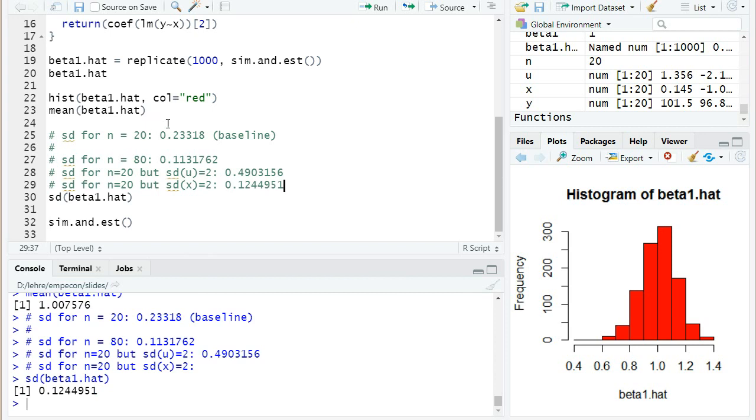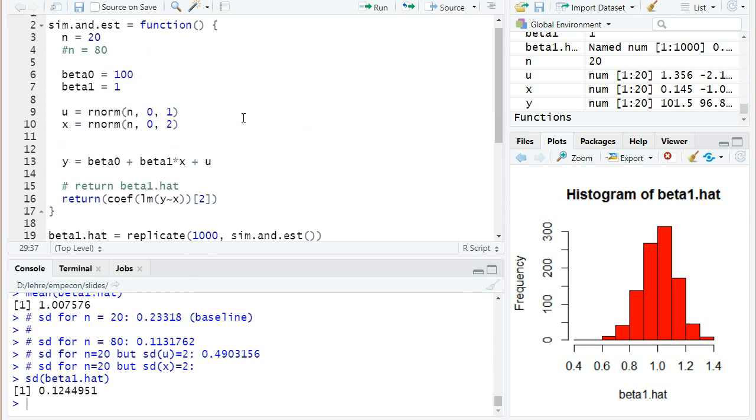So our baseline was 0.23, now we have 0.12, so it seems to be the case that if I have a higher standard deviation of our explanatory variable, then I can more precisely estimate beta 1. At first you may have thought differently, but it makes completely sense. So think of the extreme case that the standard deviation of x would be 0, then x would always be a constant value. But actually the beta 1 measures the effect that the change of x has on y.